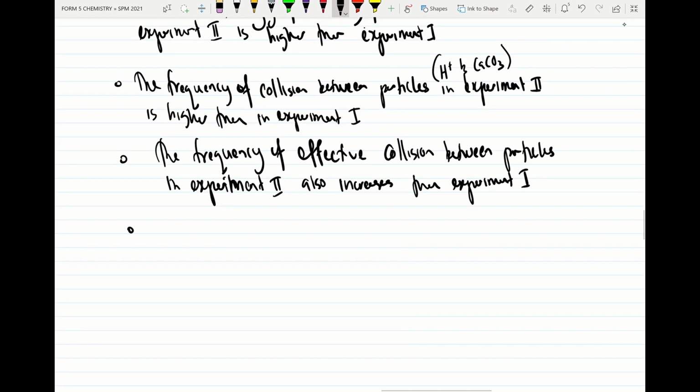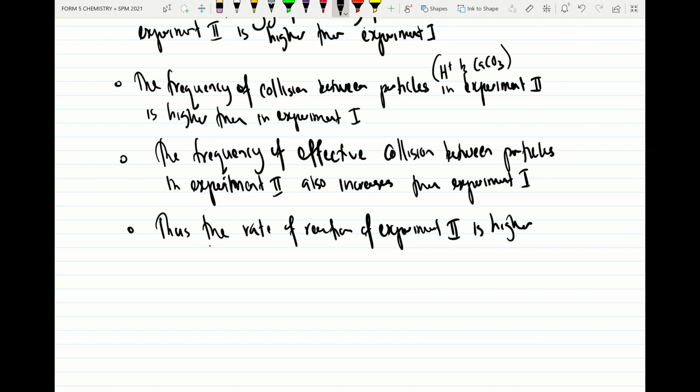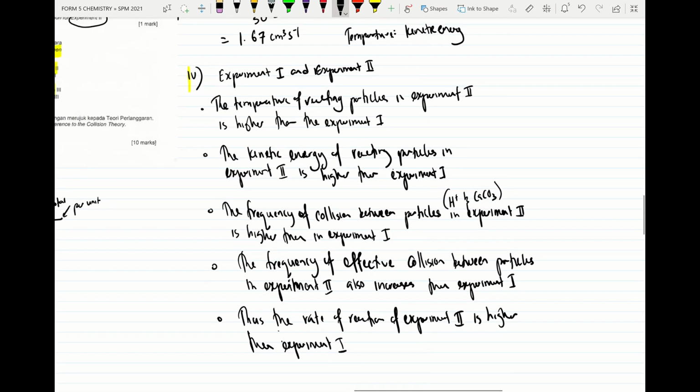All right, and the last point, thus the rate of reaction of experiment 2 is higher than experiment 1. So we try to answer the question like this.